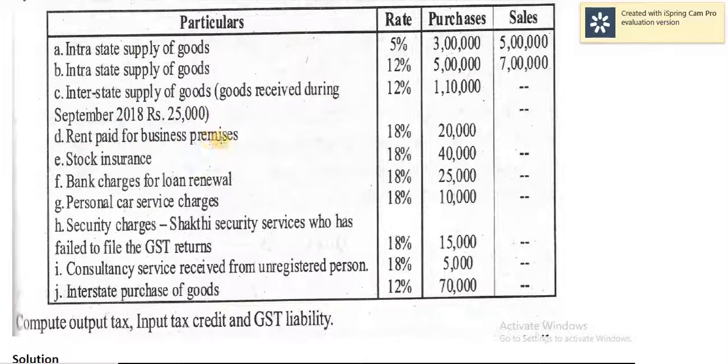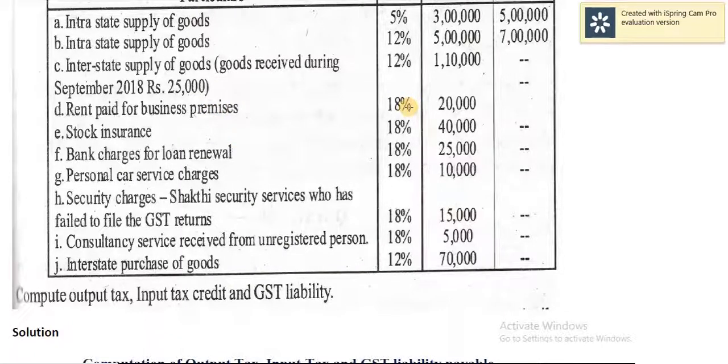Rent paid for business premises is to be calculated at the rate of 9% each. Stock insurance 40,000 at the rate of 9% each. Bank charges for loan renewal, that's also 9% each. Personal car service charges, this is a personal transaction, so it is not to be taken here. Security charges, Shakti Security Services, who has failed to file the GST returns.